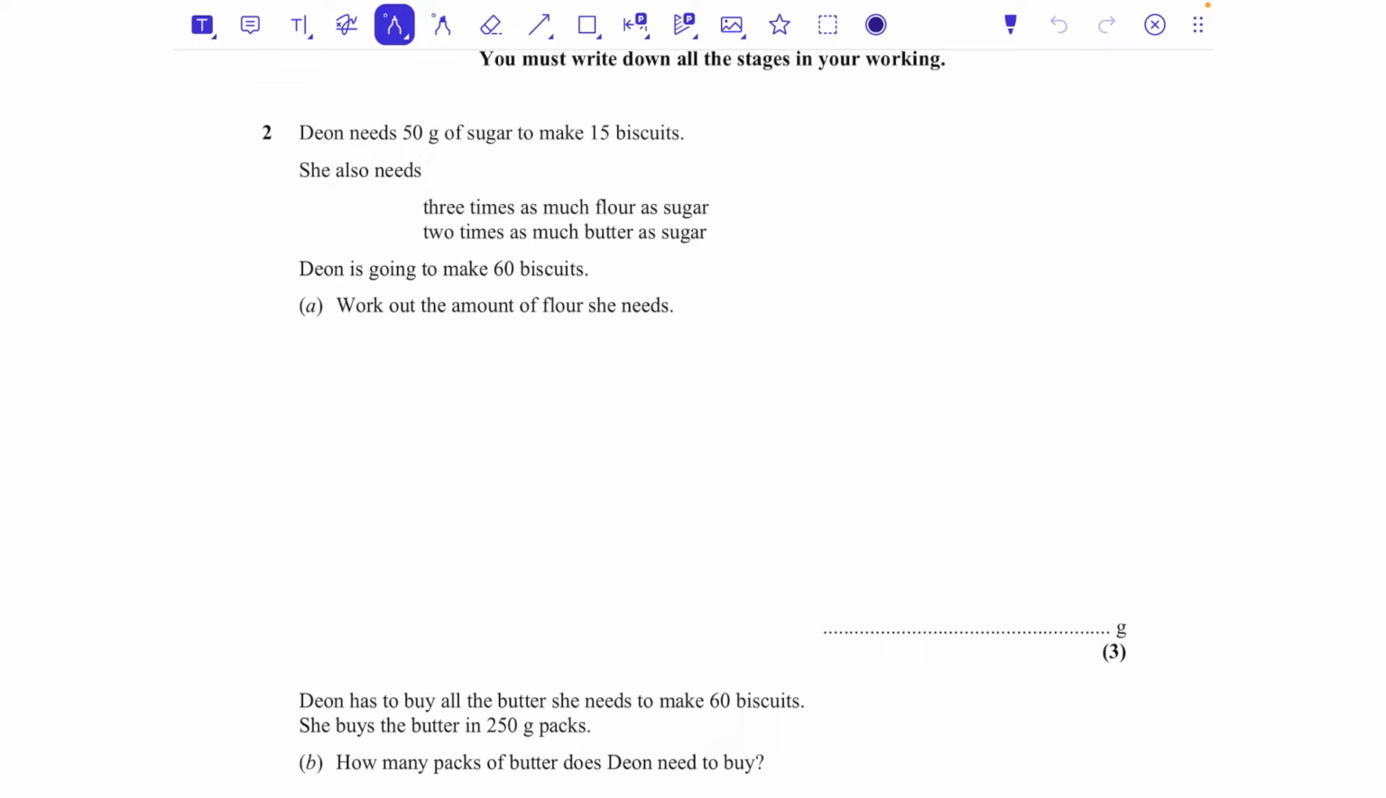Dion needs 50 grams of sugar to make 15 biscuits. She also needs 3 times as much flour as sugar, 2 times as much butter. Dion's going to make 60 biscuits. How much flour does she need?